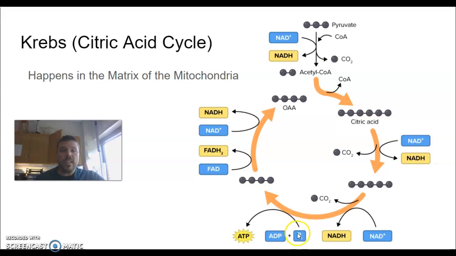We're also going to make a little bit of ATP from ADP and an organic phosphate, but again, the most important thing here is that we are taking NAD+ and creating NADH and FAD and making FADH2 for the electron transport chain.